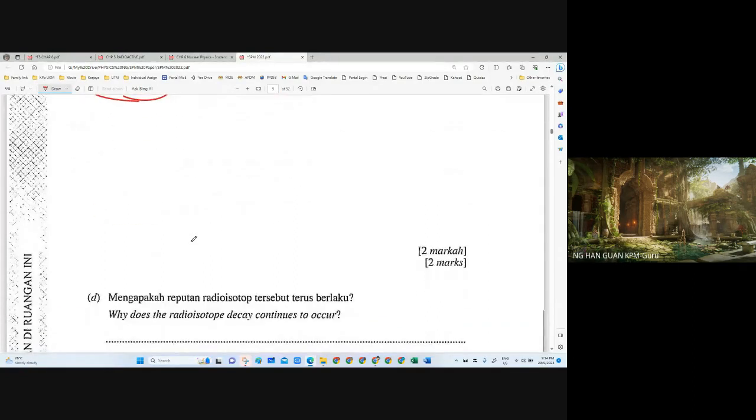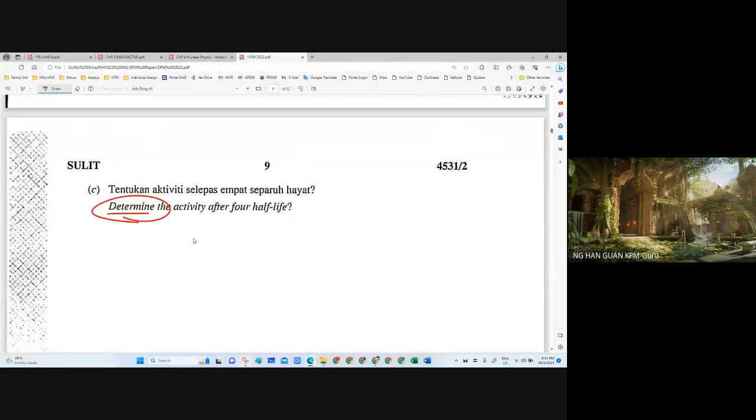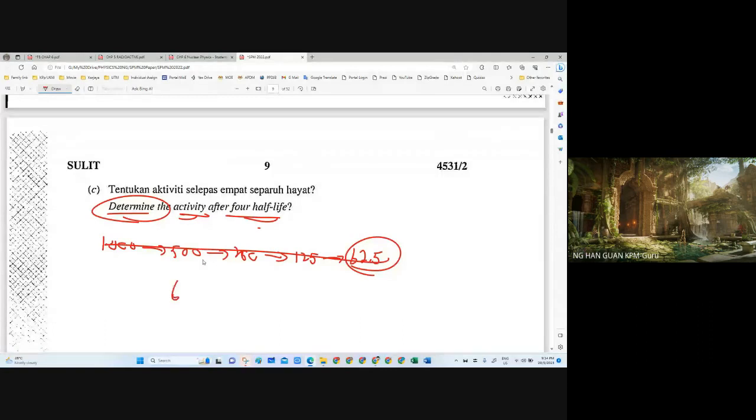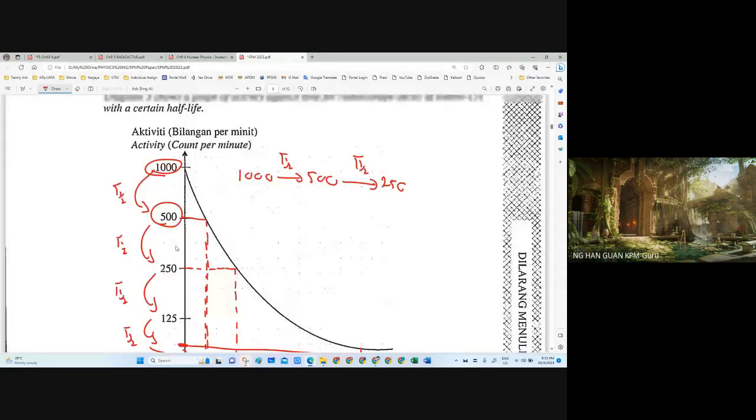All right. So when you do the calculation, this part becomes a problem, because when you want to show the timeline from 1000, next to 500, next to 250, next to 125, and then next will be 62.5. If you don't show the half-life timeline, it's fine, because you can apply the formula. You want to know the activity after 4 half-lives, right? So on the timeline, the activity after 4 half-lives will be 62.5 per minute.